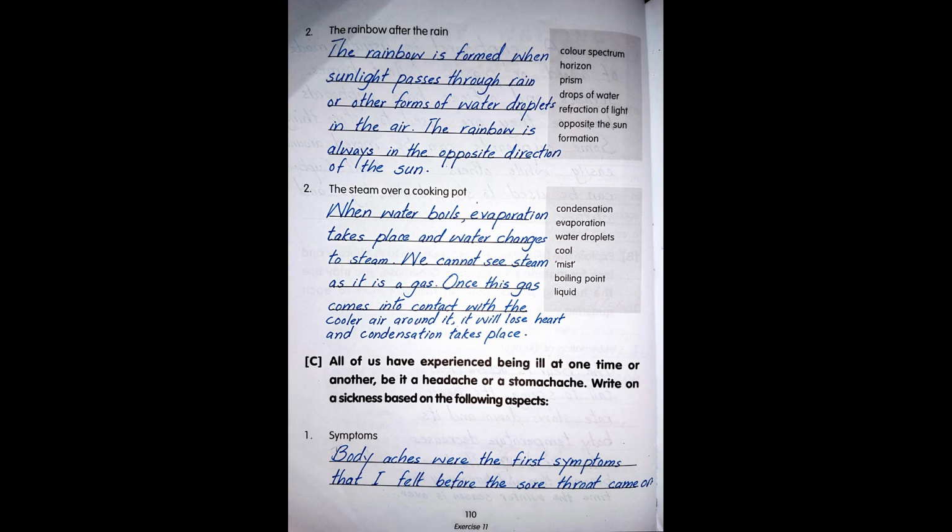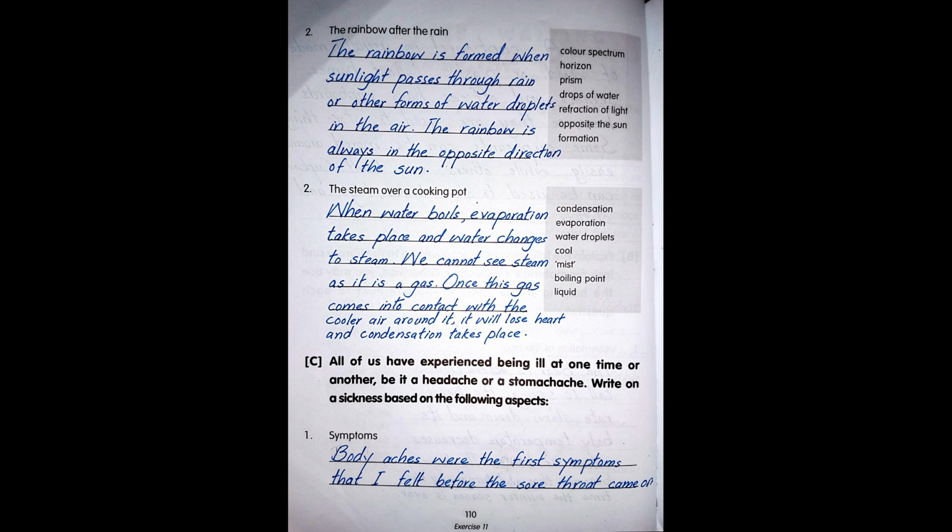2. The rainbow after the rain. The rainbow is formed when sunlight passes through rain or other forms of water droplets in the air. The rainbow is always in the opposite direction of the sun.